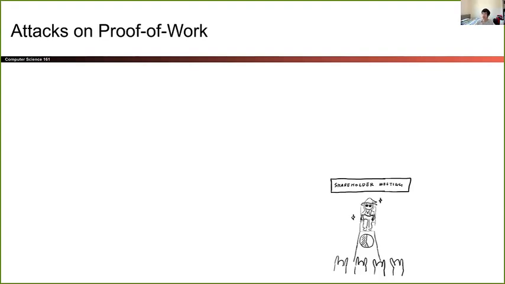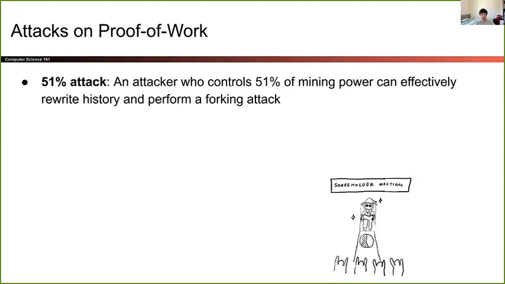How do we attack proof of work? The main attack that you might see around on the internet is something called the 51% attack. And this is hopefully fairly straightforward from the proof of work scheme that we talked about. If some attacker somehow manages to control 51% of mining power, so a majority, they can basically rewrite history and perform a forking attack.